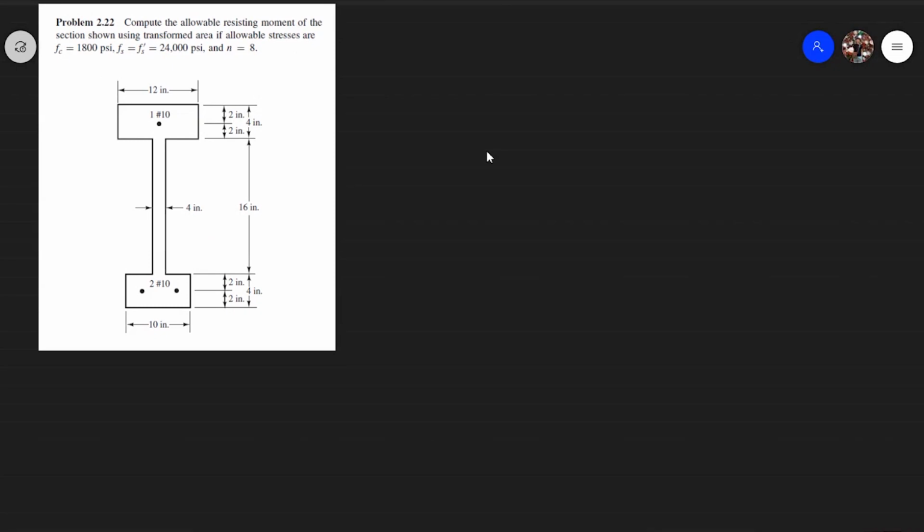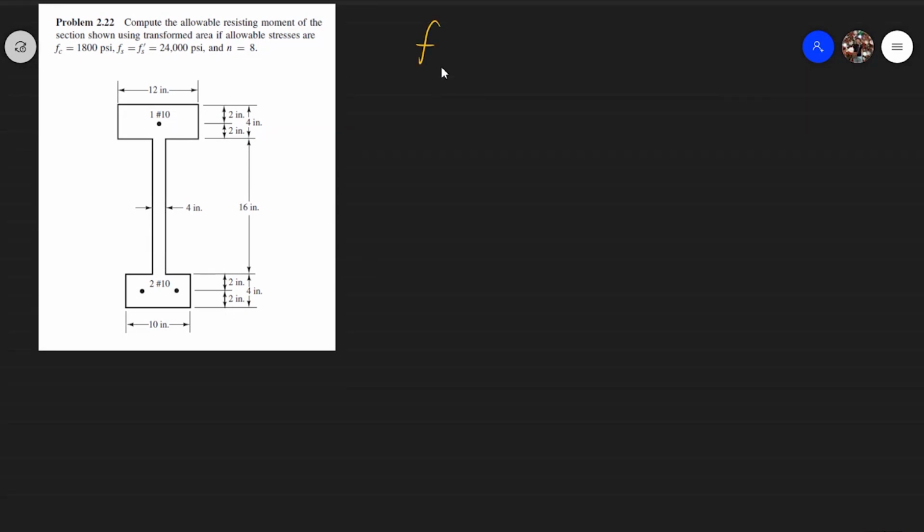This is in the English system. So, let us try to convert everything into metric, since I don't have a sample problem in the metric system. Okay, before we start, let us convert everything into metric first.